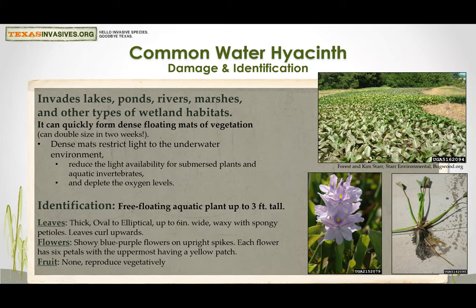They're showy blue purple flowers on upright spikes. Each flower has 6 petals with the uppermost having a yellow patch. So you can see there's 1, 2, 3, 4, 5, 6. And the uppermost, or your noon position on that flower, has that yellow patch. So, I mean, it's quite lovely, but unnecessary. Unfortunately, if it was just lovely and not an invasive species, it wouldn't be on this list and not a problem.